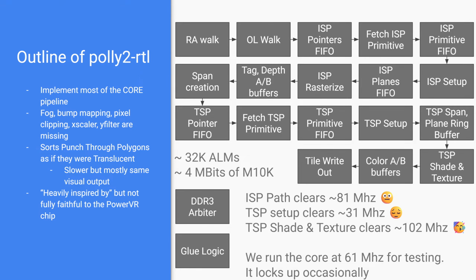For testing, we run the clock at 61 megahertz. We kind of overclock it over the 31 megahertz clearance target of the slowest path, the TSP setup. But it kind of works. It does lock up once every 2 minutes, and then you have to reset, and it continues working for 2 minutes or so. Depends on your luck. That's one of the things that I want to look at.